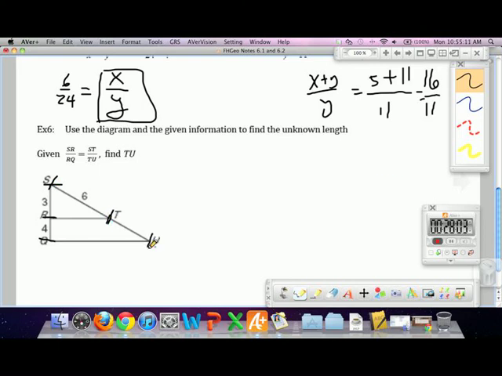Yeah, we could get 8. Hopefully, we could get 8. You can set the proportion up. You could just substitute these values, and you get 3 over 4 equals 6 over something. You could cross multiply and solve. One way would be 3x.